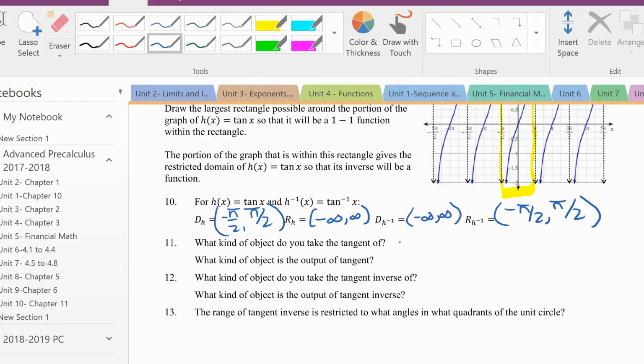What kind of object do you take the tangent of? Well, the tangent is the ratio of y over x in the unit circle.